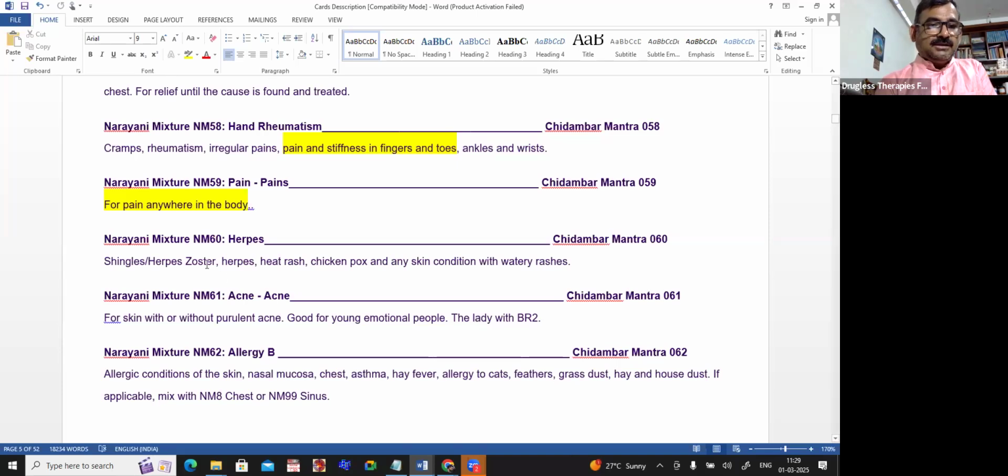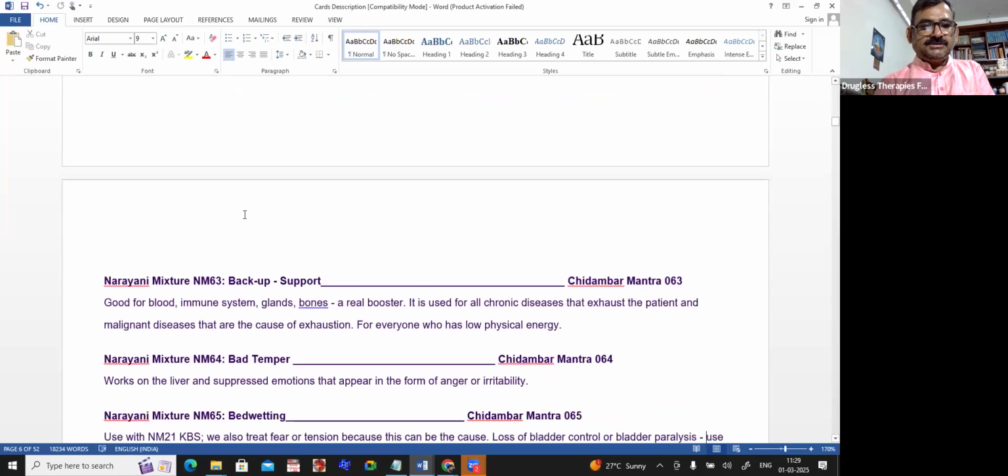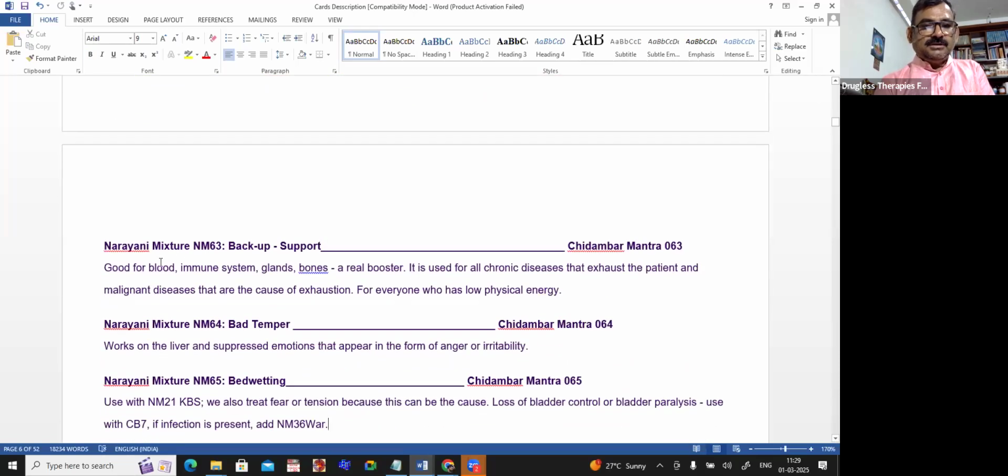Okay, then herbs. Herpes is for herpes only; in Sarpahun they also call it by this name. Acne is for pimples. Allergy B is for allergic conditions. Beautiful, I use it very frequently. Backup is a wonderful thing, called a real booster. Malignant disease is the one I give for all cancers. I use this real booster.